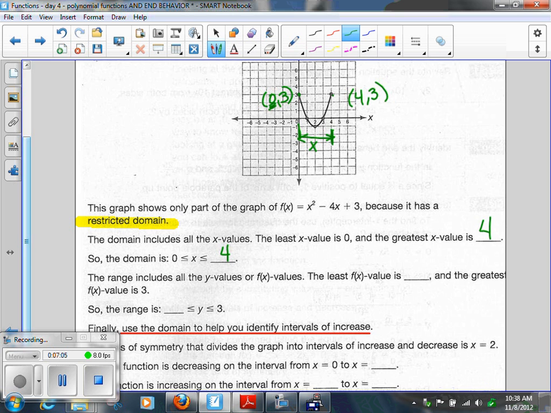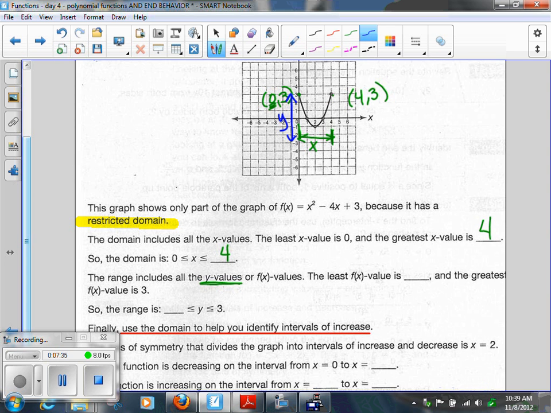The range includes all of the y values, right? All of the y values, or the f of x values. The least f of x value. Now you guys know me well enough to know what I'm going to have to do to my graph. I better draw a vertical line with my y's, because if I don't, I'm going to make a careless mistake, and I can't stand careless mistakes.